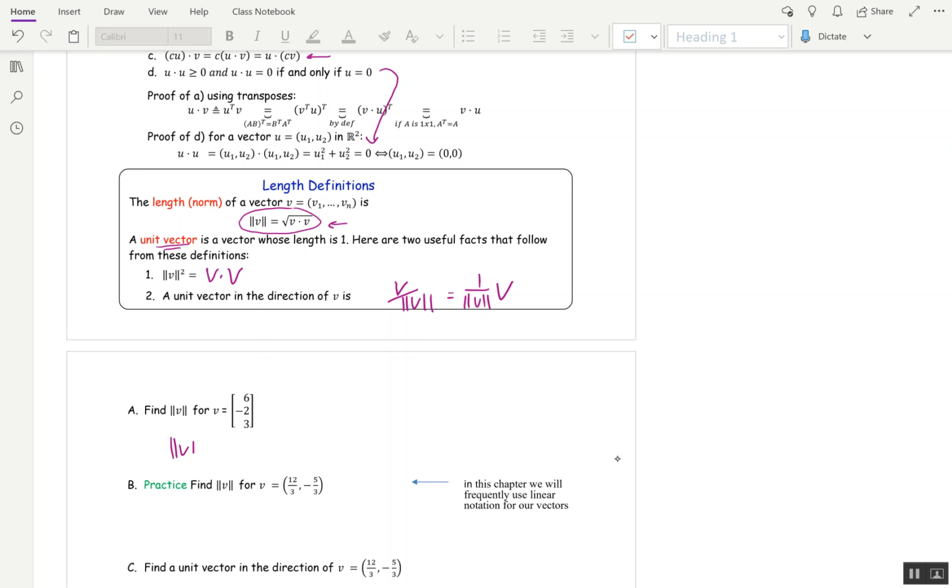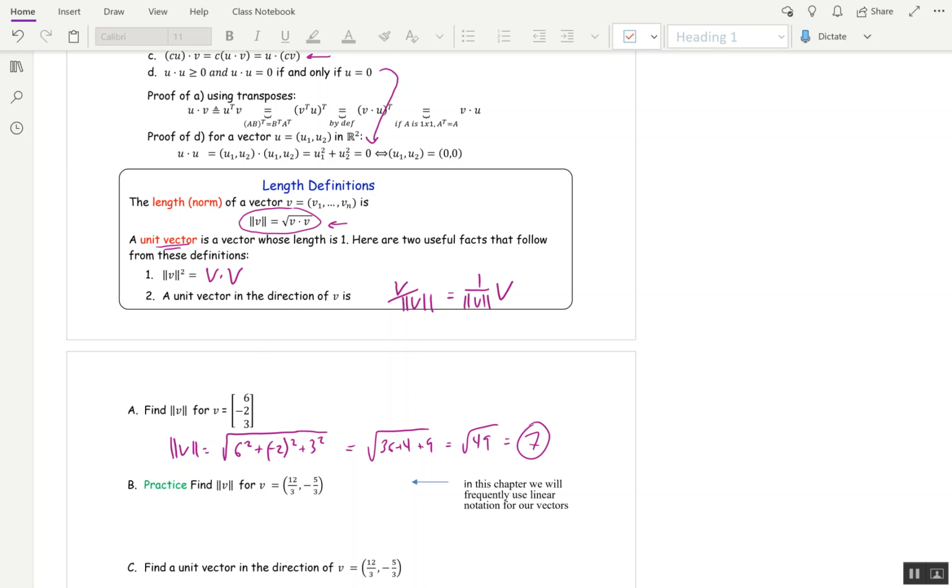All right, so the length of v is the square root, by definition, of 6 squared plus negative 2 squared plus 3 squared, which is the square root of 36 plus 4 plus 9. That's the square root of 49, which is 7. All right, so pause the video and you do the next one. Find the length of v for that vector v. And notice I've written v in linear format, and we're going to do that a lot in this chapter because otherwise our formulas will get very unwieldy.